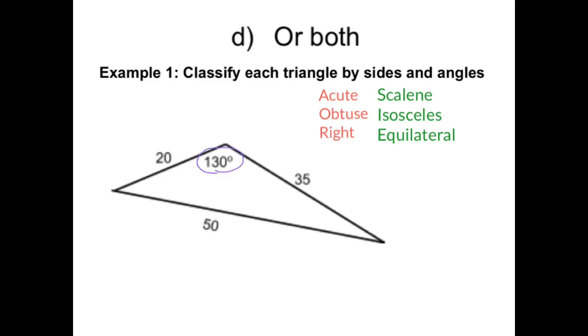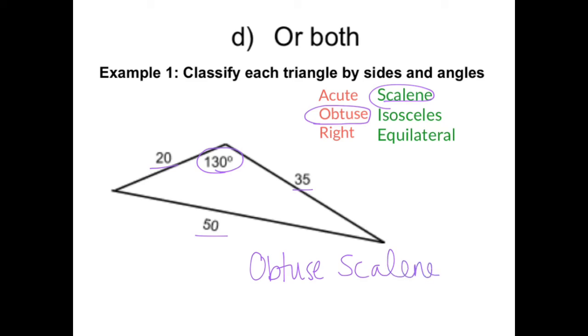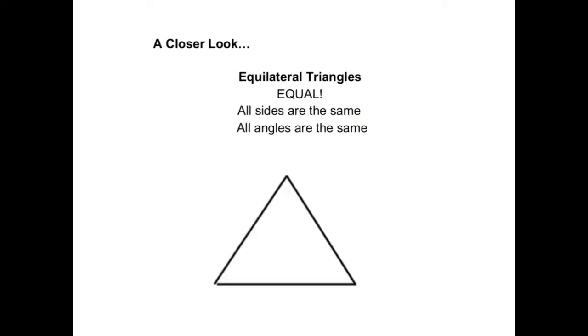Lastly, we have one angle that's marked as 130 degrees, which is definitely above 90, so that's obtuse. And again, looking at our sides, none of them are the same, which makes that scalene. So we have an obtuse scalene triangle. And that's how we classify by sides and angles.